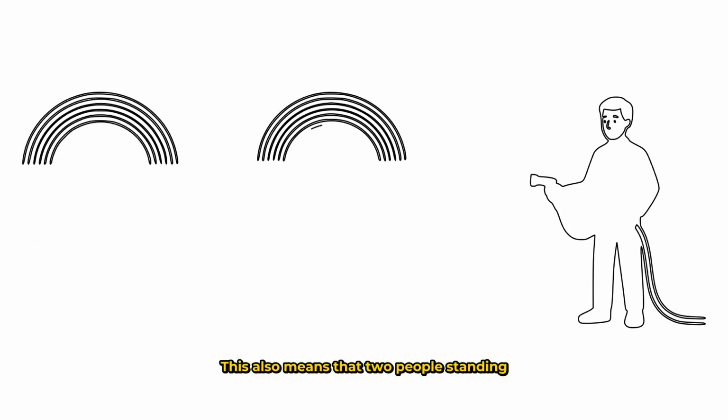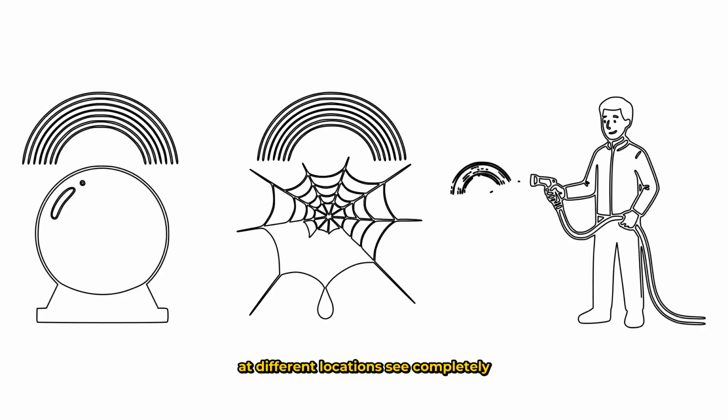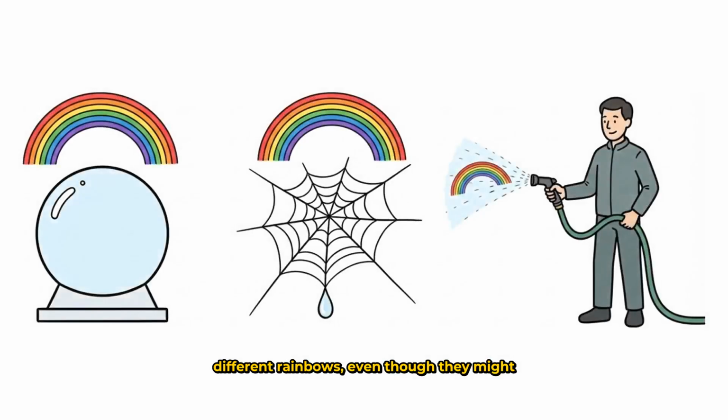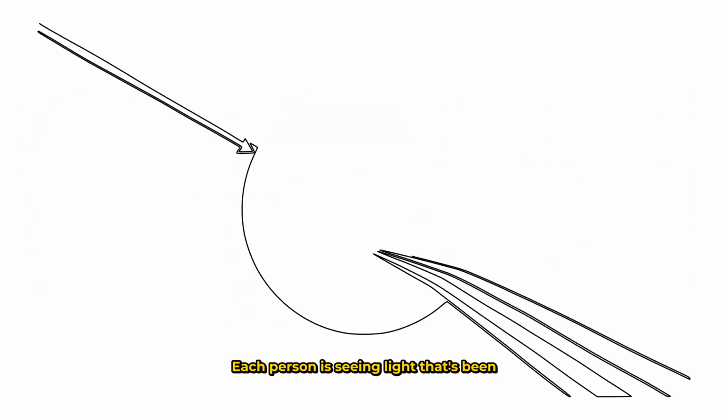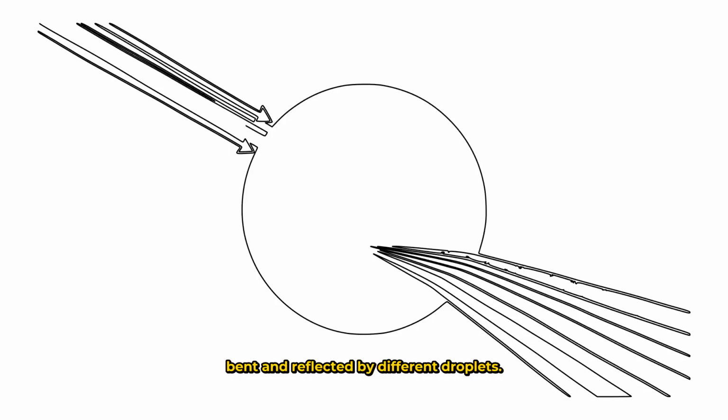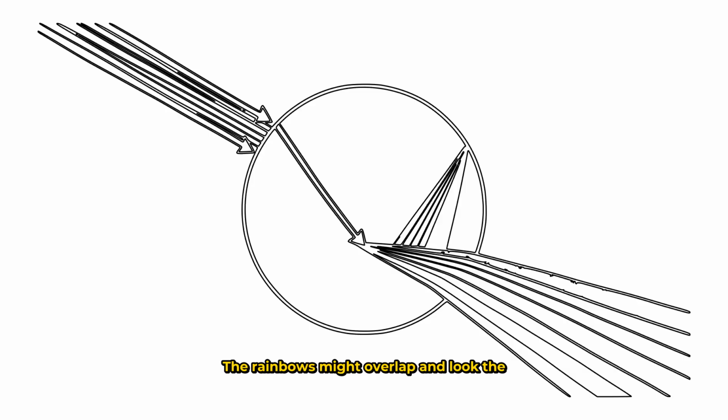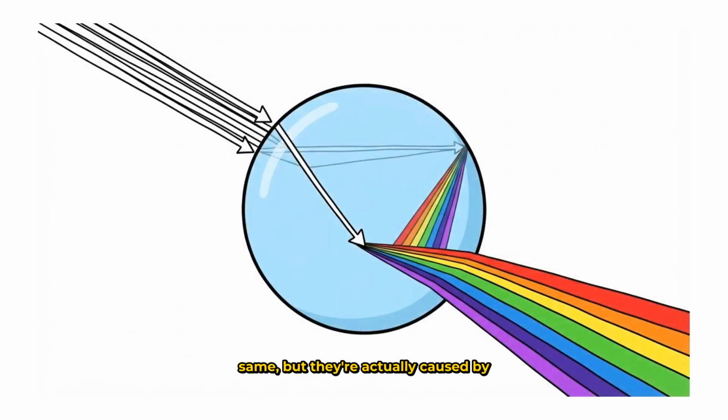This also means that two people standing at different locations see completely different rainbows, even though they might think they're looking at the same one. Each person is seeing light that's been bent and reflected by different droplets. The rainbows might overlap and look the same, but they're actually caused by different water droplets.